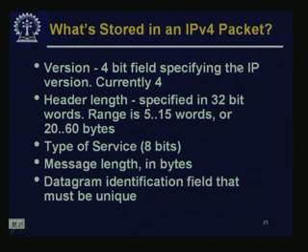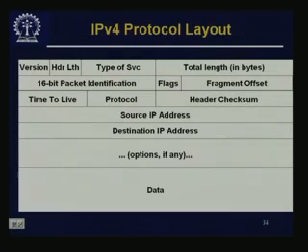And then type of service. This was meant as some kind of quality of service that was expected, but this did not work out very well. So, this is mostly ignored now. Message length in bytes, that is, what is the length of the message? Datagram identification field that must be unique, a 16 bit packet identification. So, this is important. Why important? We will talk about it when we talk about fragmentation.